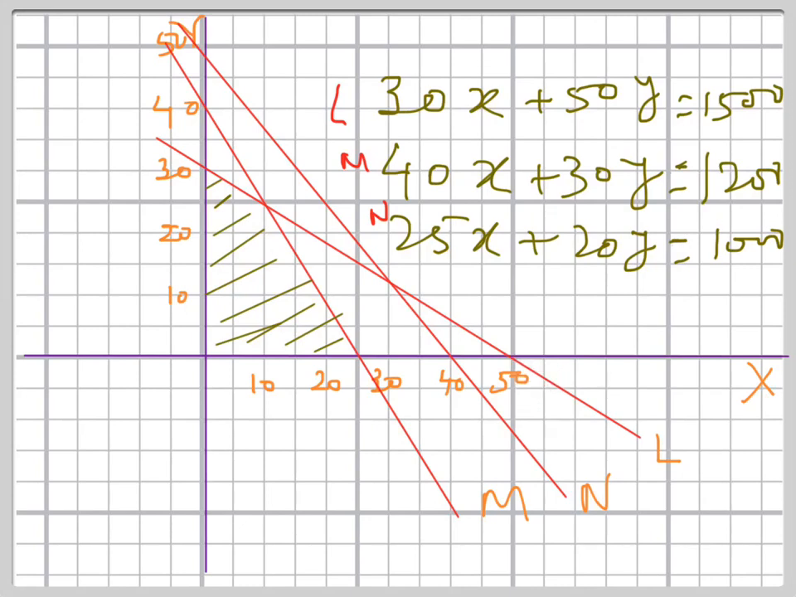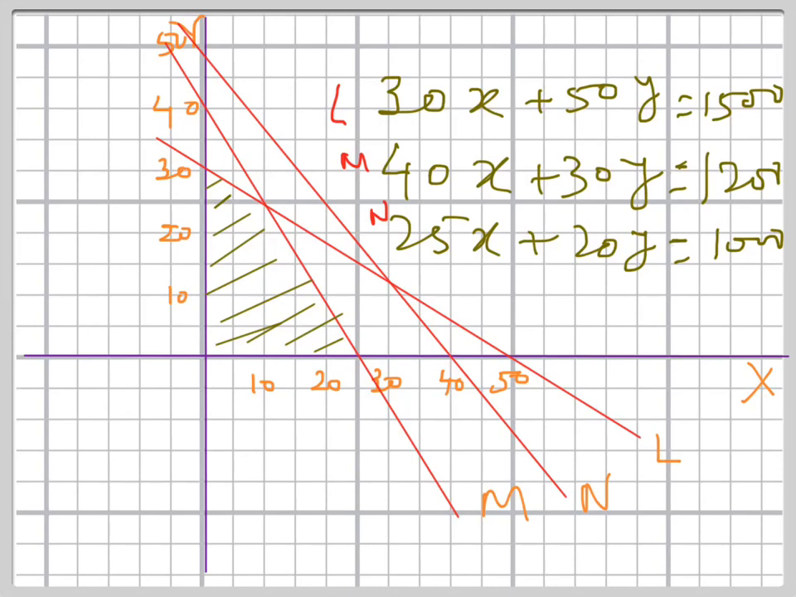So you find that for line L, you have a point here and another point here. If you connect them, you get the line for L. Similarly, we did for M and N both, and then we have all the three lines here.